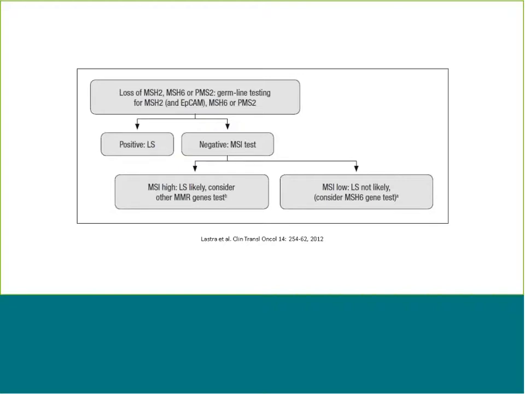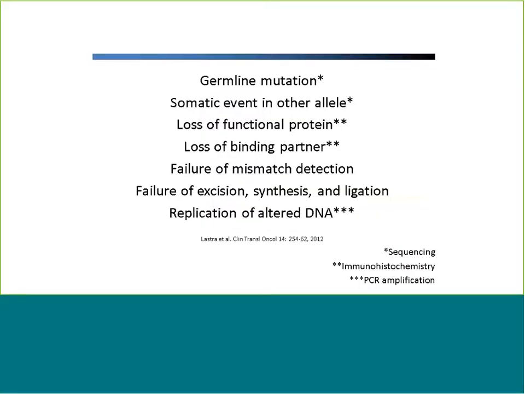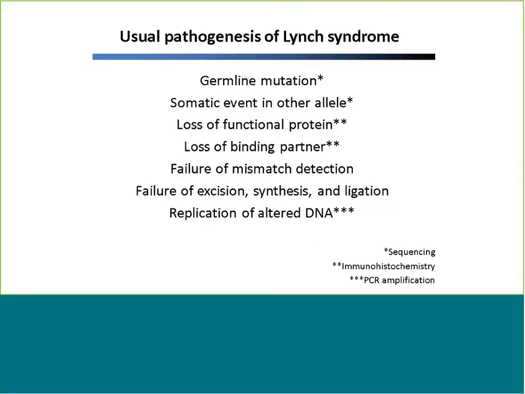So again, even if you look at the literature, you've got a huge number of differences in this. The assays are based on the pathogenesis of the syndrome, shown here: a germline mutation that has a second somatic event, loss of the functional protein and loss of its binding partner, failure of mismatch detection as a biochemical event, then the failure to repair the DNA, and finally replication of the altered DNA. These steps, as indicated here, are susceptible to detection by sequencing, immunohistochemistry, and PCR amplification.